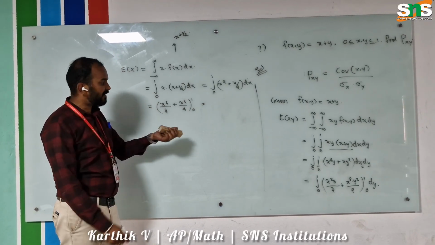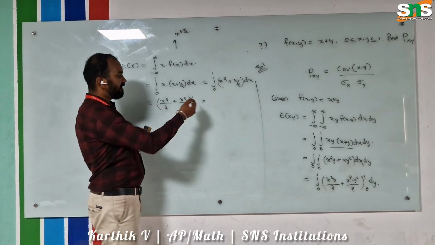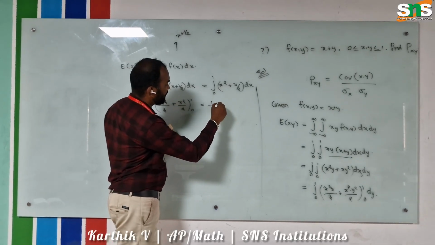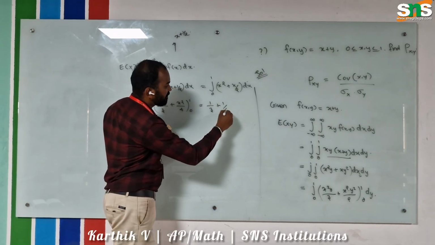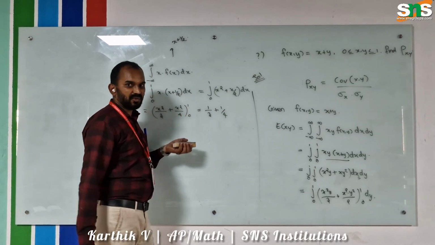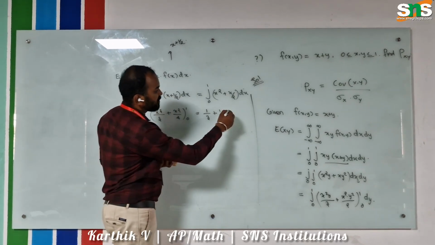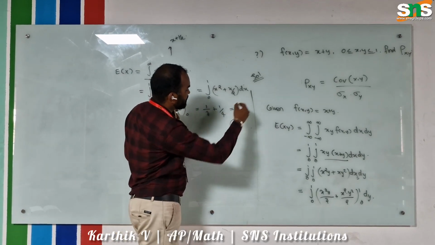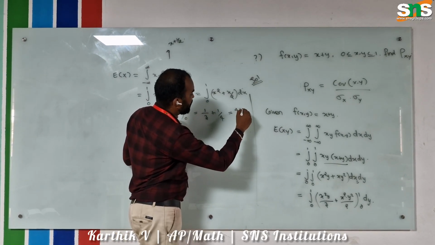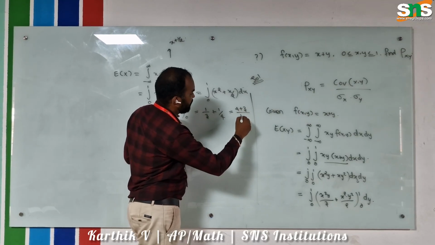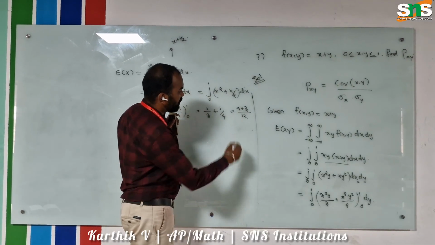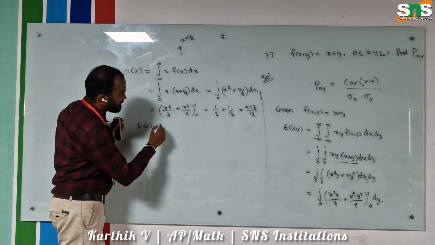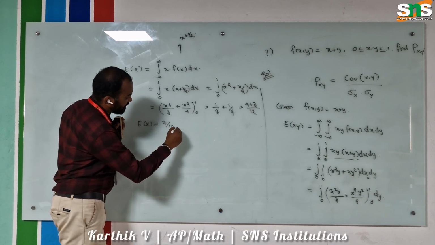Next, we have to apply the upper limit. If we apply 1 instead of x, it is 1 by 3, then 1 by 4. Next, lower limit is 0. 0 by anything is 0, so we can omit the term. After simplifying this, we get the answer 4 plus 3 divided by 12. So, our final answer E of x is 7 by 12.